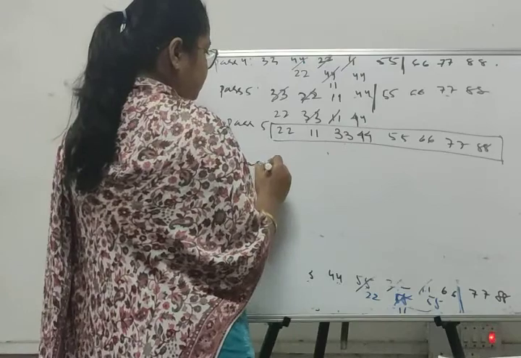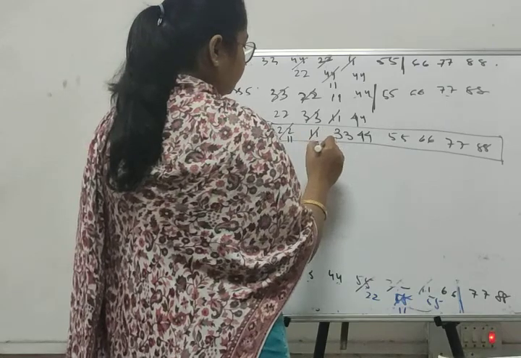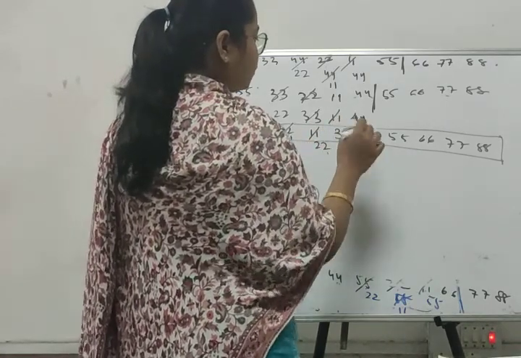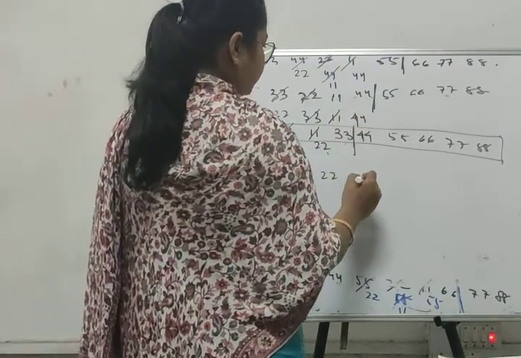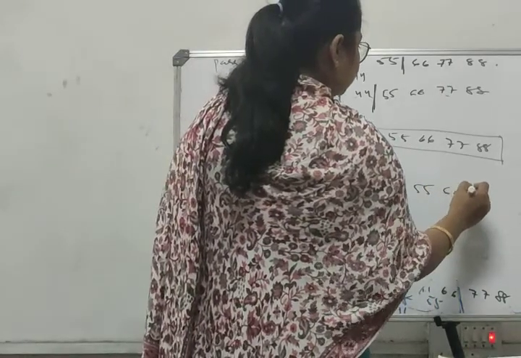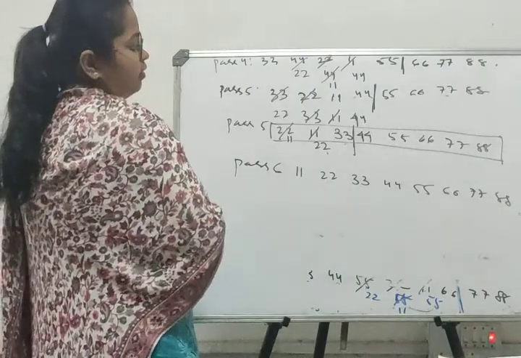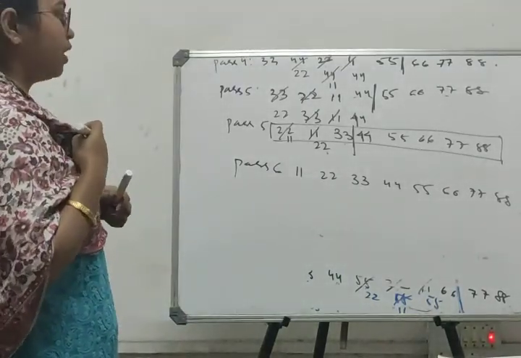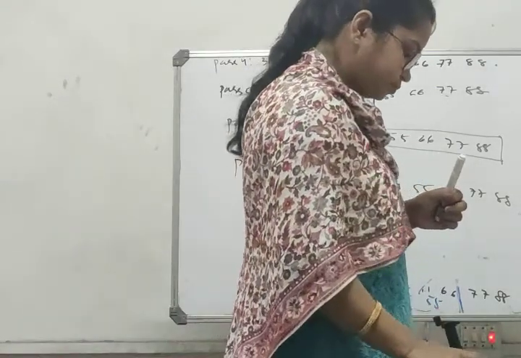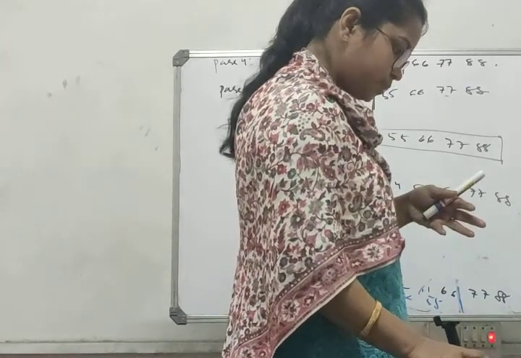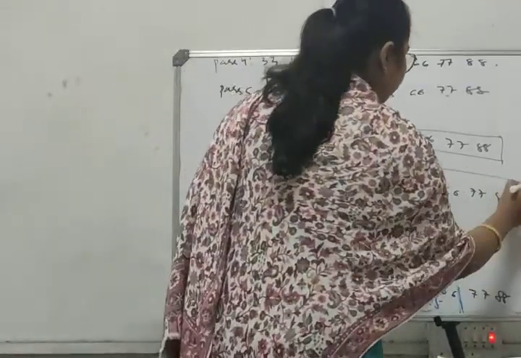In pass 6 what happens? Let's apply 22, 11, not cool. What will come? 11 here, 22 here. 22, 33, fine. 33, 44, fine. 44, 55. So we have to check until 33. Fine. 11, 22, 33, 44, 55, 66, 77, 88. And how long you have to do this? Until pass 6. Okay? Pass minus 1. So this is our sorted array.